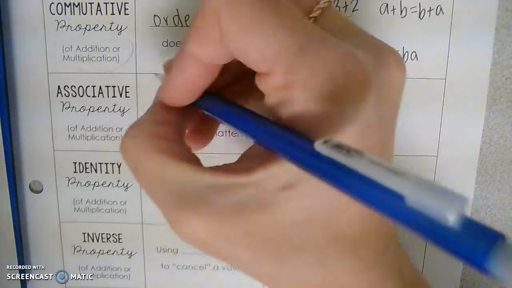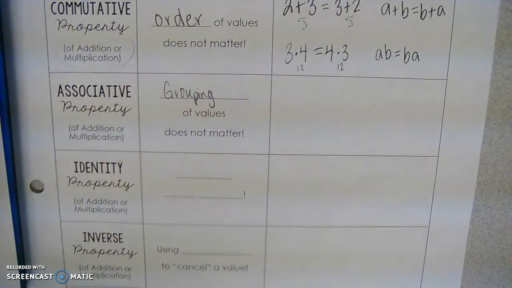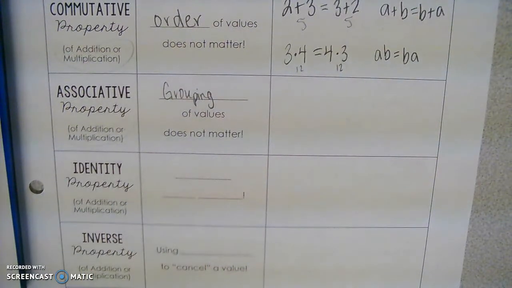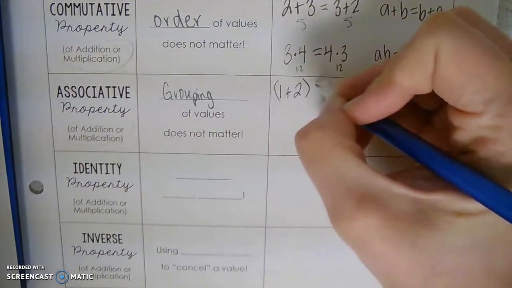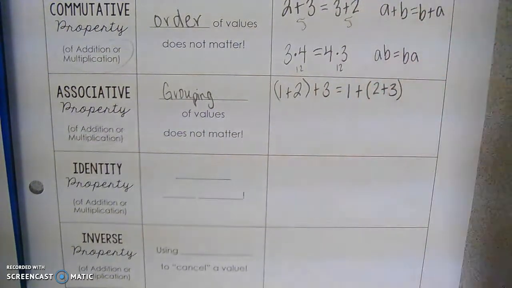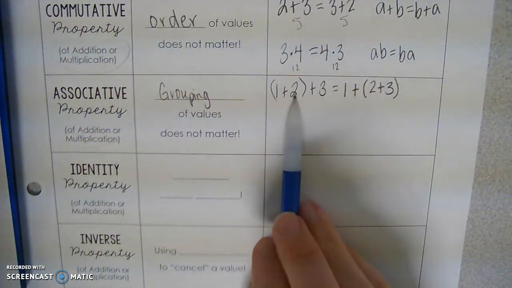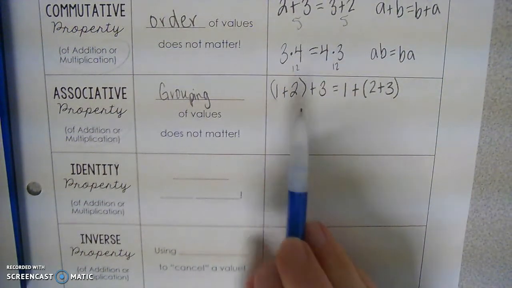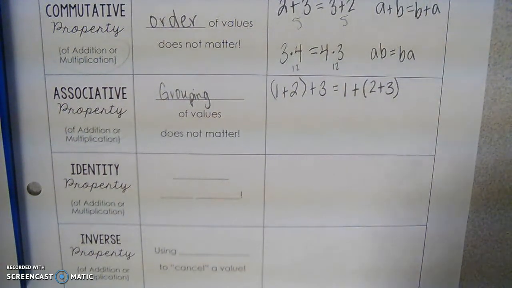The associative property says that the grouping of values does not matter. Again, this is only in addition or multiplication. So we can say 1 plus 2 in parentheses plus 3 is the same as 1 plus in parentheses 2 plus 3. This would tell us to do 1 plus 2, which is 3, plus 3 gives us 6. This one tells us to do 2 plus 3 is 5, 1 plus 5 is also 6. So it does not matter how you group them.